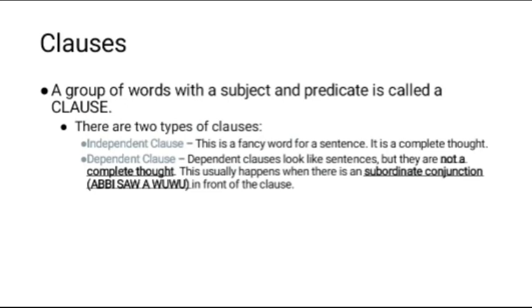Clauses: a group of words with a subject and predicate is called a clause. There are two types of clause: independent clause and dependent clause. And we know independent clauses are actually complete thoughts. But dependent clauses are also known as subordinate clauses, and they start with a subordinating conjunction. Independent clause, this gives a complete idea.